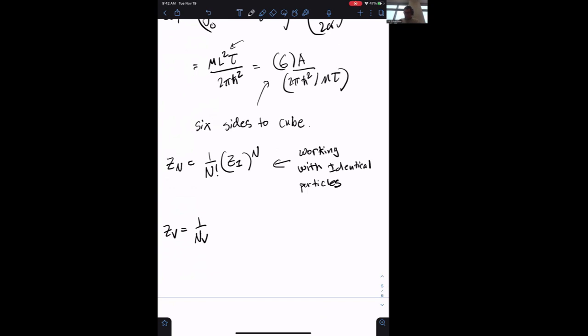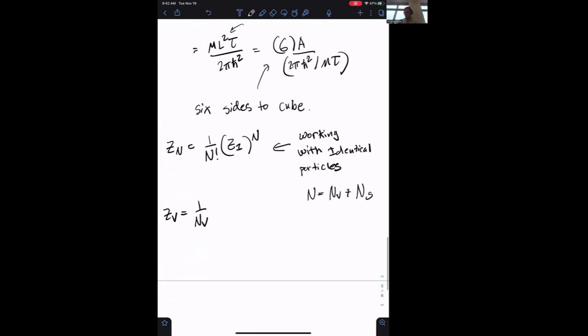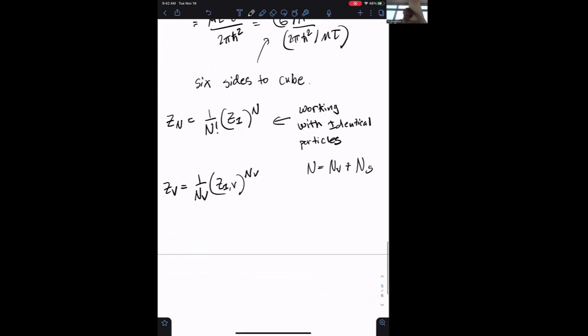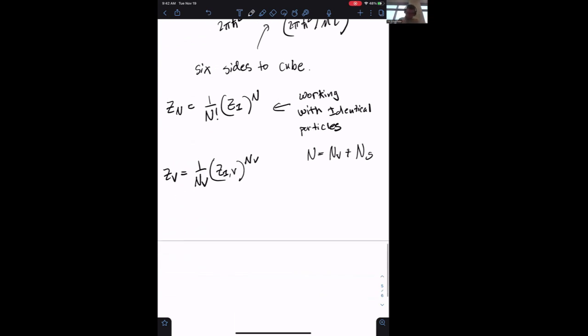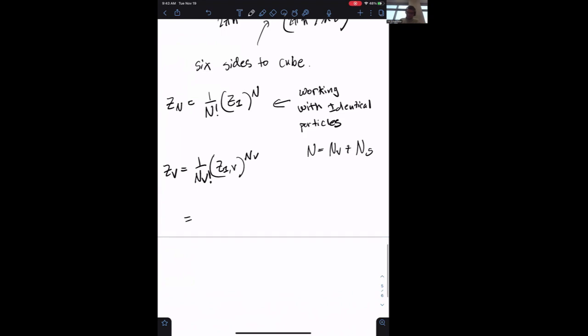So remember, there's N total particles and some of them are in the volume and some of them are on the surface. So times the partition function of one particle in the volume to the NV like that. Oh, and this should be factorial here. Yeah, okay. So that's equal to just plugging in what we found for this here.